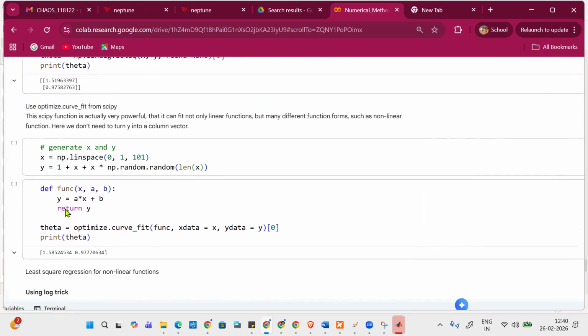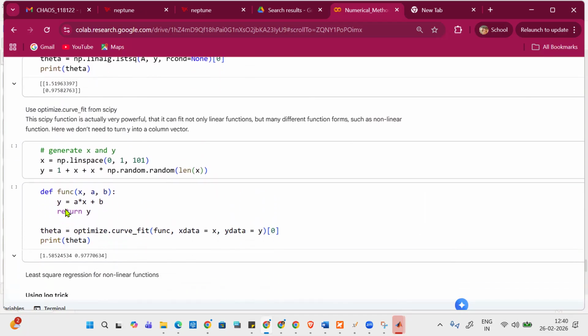See, there is a difference between the two. This gives you 1.519, 0.975, but curve fit gives you 1.585 and 0.97. W1 is very close, but W0 is not that close. Almost close, but it is 1.51 here and 1.58 there. Some difference, not exactly the same. It means a different method gives you different regression lines, but almost similar. The change occurs at 10 to the minus 2 accuracy, the second decimal place.